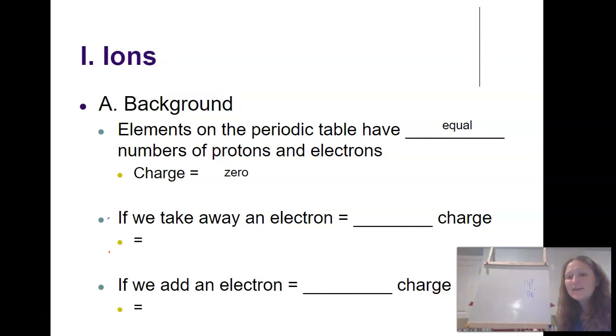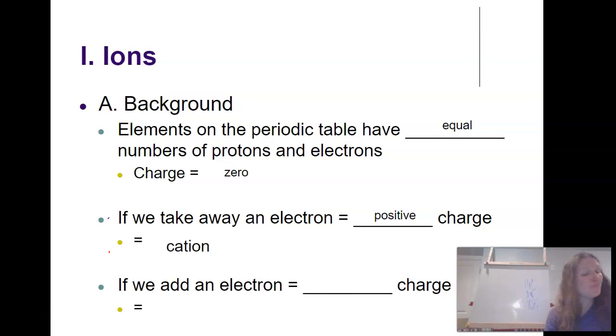But now we're talking about changing that. We're going to take an electron away. So instead of 11 electrons, we're now going to have 10 electrons. If we have 10 electrons and 11 protons, the protons win, and they win by 1. So we end up with a positively charged particle, and we call these cations.